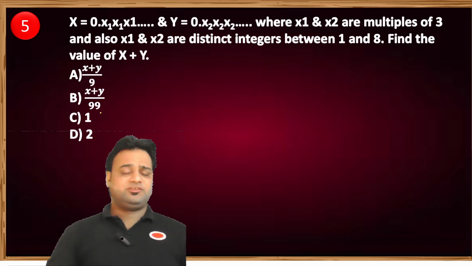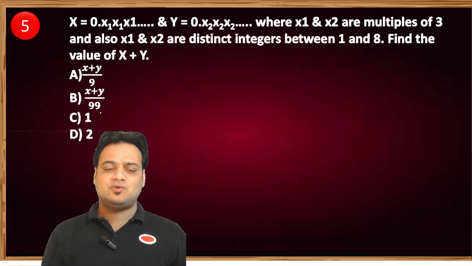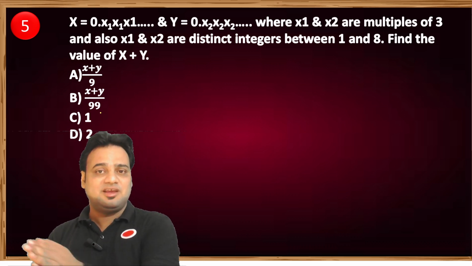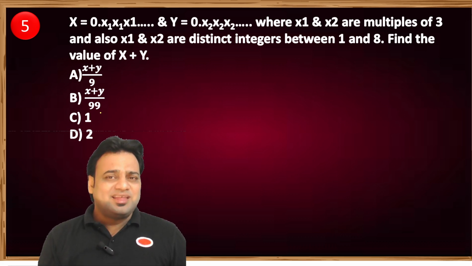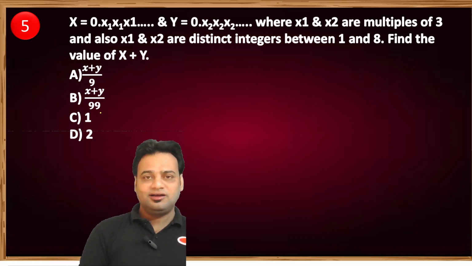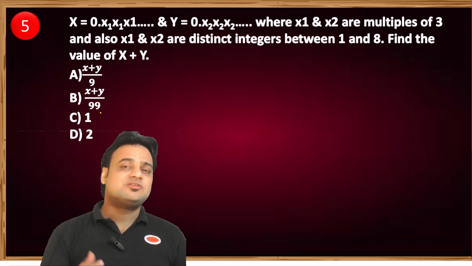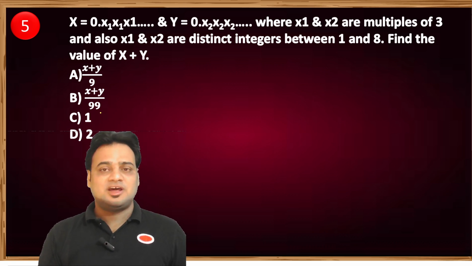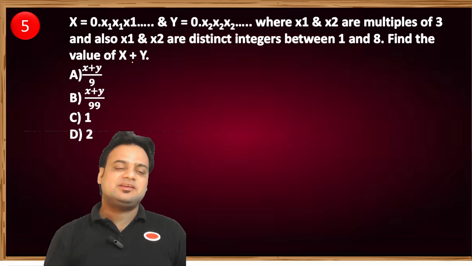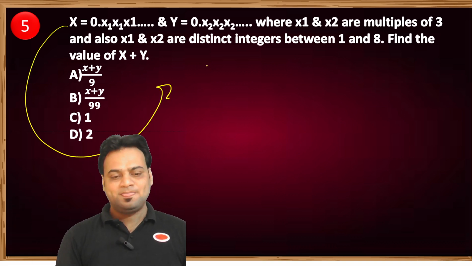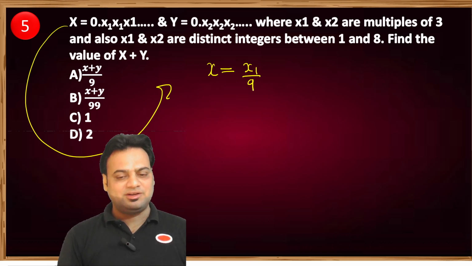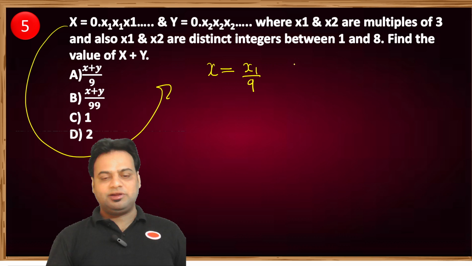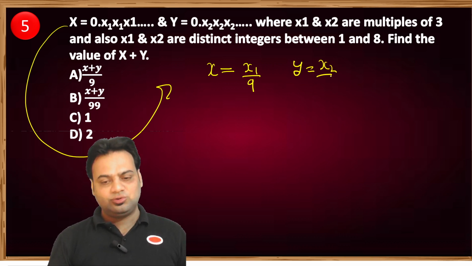Next question, a very simple question. X is equal to 0.x1 x1 x1 x1, and so on. Y is 0.x2 x2 x2. These are non-terminating repeating decimal numbers, so they can be represented in rational form. So x can be written as x1 over 9. Similarly, y can be written as x2 over 9.